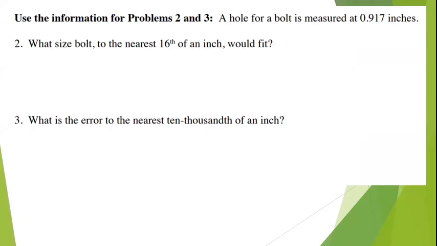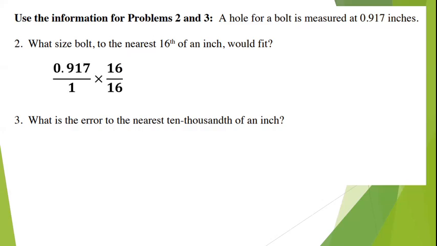All right, next one. So we have a hole for a bolt that is measured at 0.917 inches. Two parts to this. We want to figure out what size bolt, to the nearest 16th of an inch, is going to fit into that hole. And what is our error to the nearest 10,000th of an inch?